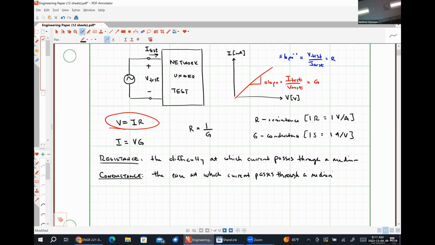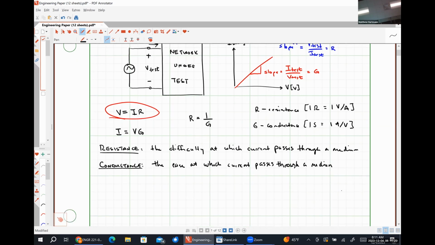So we can use Ohm's law and our power relationship to develop some alternative ways in order to measure power across at least resistive elements. Let me see what's going on in chat here.